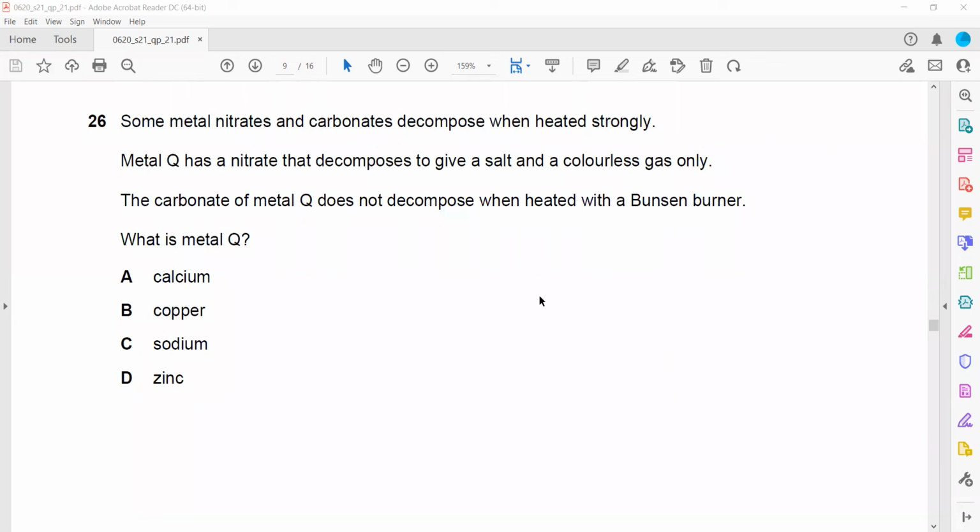Question 26. Some metal nitrates and metal carbonates decompose when heated strongly. Metal Q nitrate decomposes to give a salt and a colorless gas. So whenever we decompose a nitrate, only two nitrates give a colorless gas on decomposition, along with a metal nitrite. That is potassium nitrate or sodium nitrate, because when we heat potassium nitrate, it gives potassium nitrite plus oxygen. Sodium nitrate gives sodium nitrite plus oxygen.